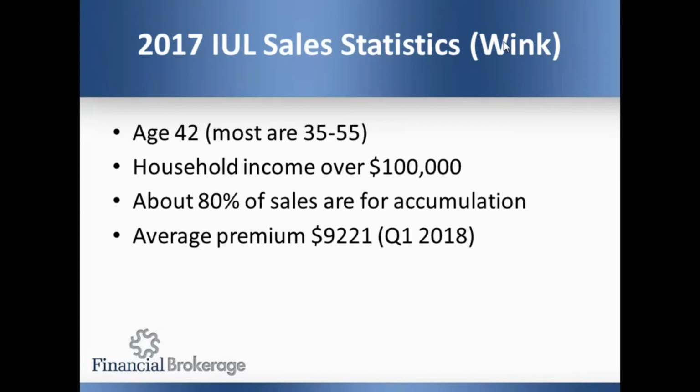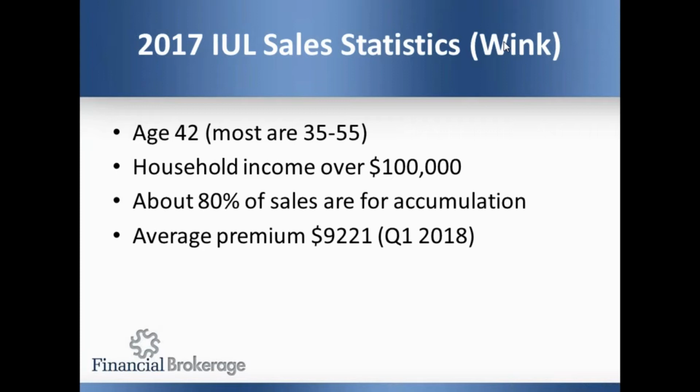So your average prospect is 42 years old, making over $100,000 in their household. Over 80% of the IUL sales are for accumulation purposes. That's why we're not starting with that death benefit. And the average premium going into an IUL is just over $9,000. A few years ago, I was tracking that every quarter. There was a little bit of fluctuation, but the average premium was always $9,000 something. So for purposes of the illustrations, we're going to use $9,221 today.